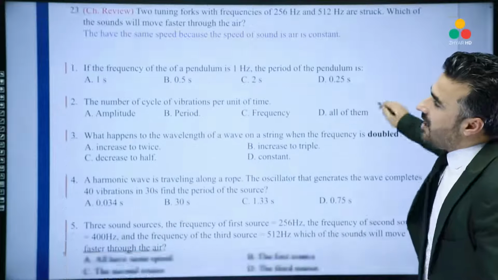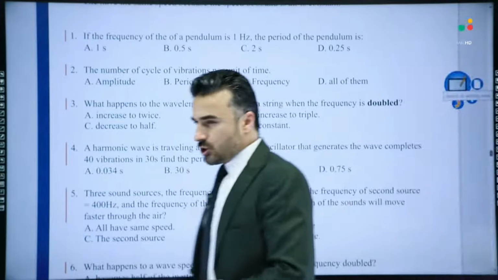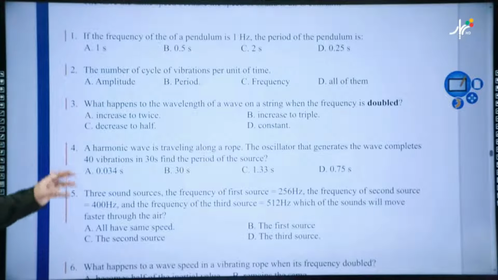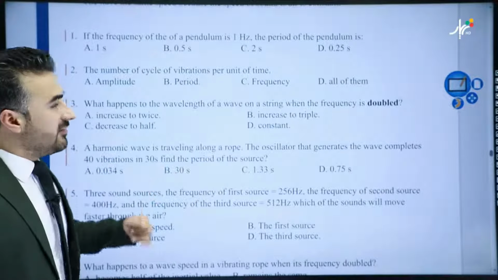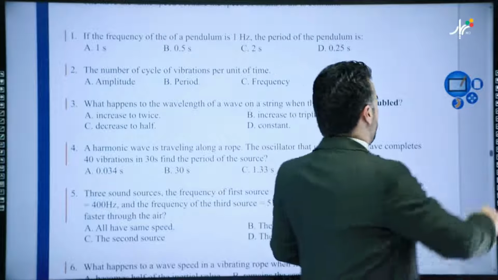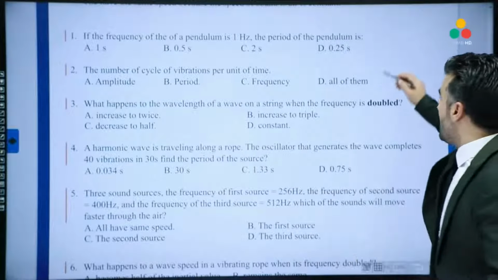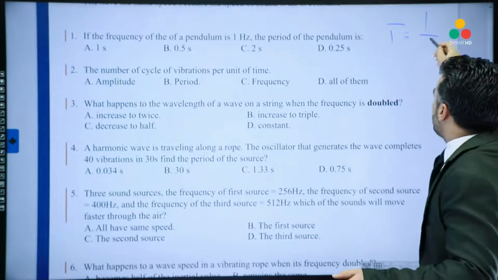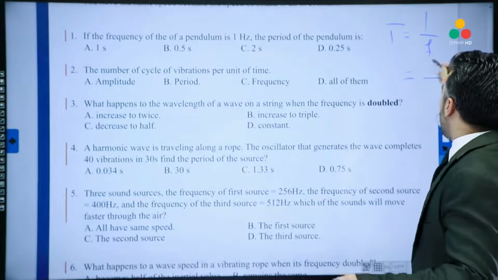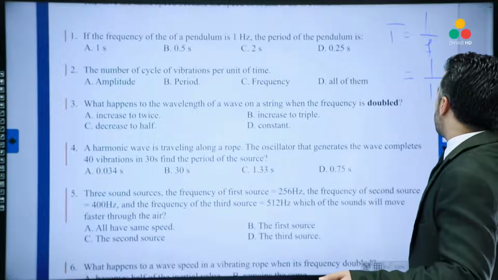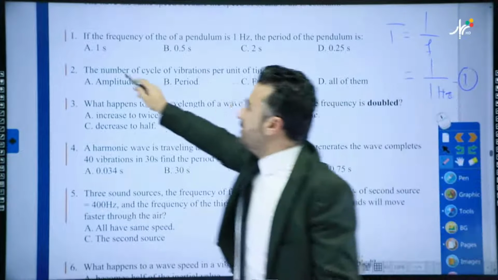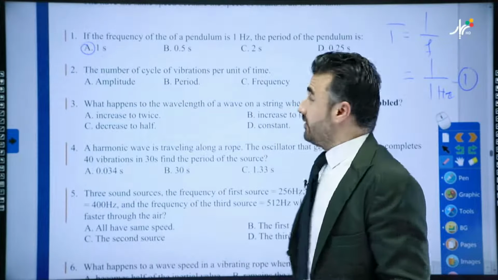Okay, and then we have some national exam questions here. The first one says, if the frequency of a pendulum is 1 Hz, the period of the pendulum is what? Now this is very simple. How do you answer questions like this? Remember, it says the frequency is 1, so we set the period equal to 1 over the frequency. So 1 over 1 hertz, and of course 1 over 1 is going to be 1. 1 what? Of course that is 1 second, because the unit of period is second.